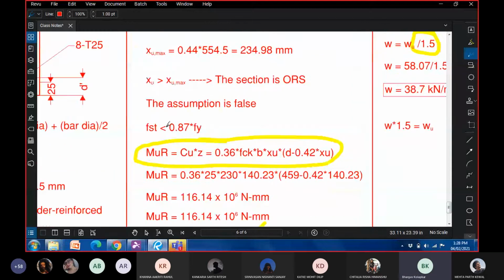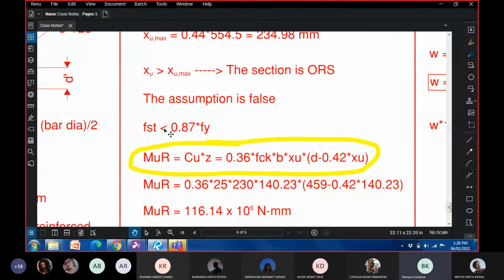Now, because of this, there is no direct way of finding out what FST is. Of course, there's a way. What you could do is start with an assumed value of XU, calculate everything, and back calculate the value of XU like we did, and so on. So basically, it is an iterative process. It does not have a closed form solution here. So in an examination, it is practically not possible to perform such an analysis wherein you do not know the stress in steel, the depth of neutral axis, or whether the section is over reinforced.